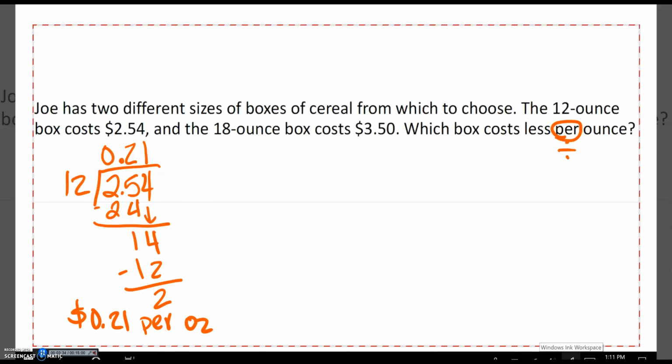So now I need to do box 2. Okay, so I'm going to change colors real quick.